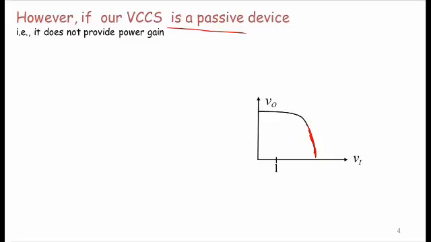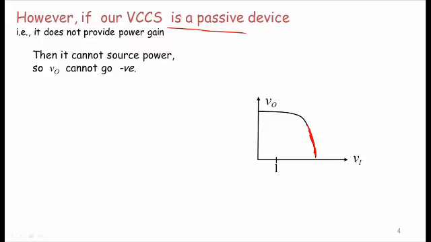Okay, let me proceed. So if I have a passive device, then clearly it cannot source power. This means that this kind of behavior, V naught going down, simply cannot happen. V naught cannot go negative because the device cannot source power. So something must give, something must break.